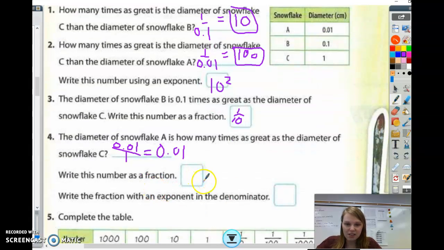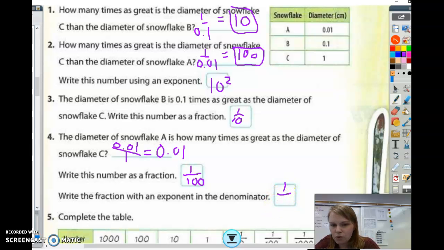Write this number as a fraction. Use your calculator, 0.01, and do that fraction to decimal button. Take a minute, hit pause if you need to. When you do, I believe you get the answer of 1/100. It says here, write the fraction with an exponent in the denominator. Well, we already did 100 as an exponent. Do you remember this? When we wrote 100 with an exponent, it ended up being 10 times 10.